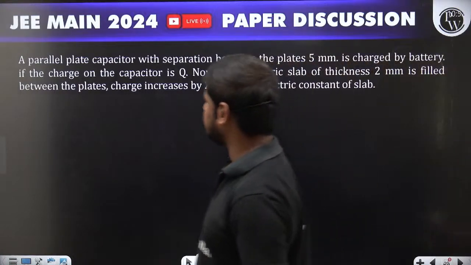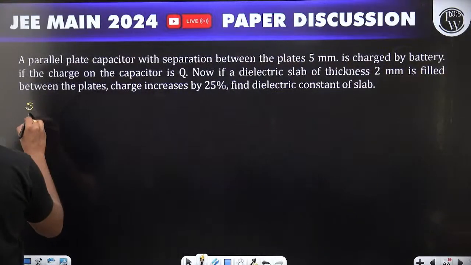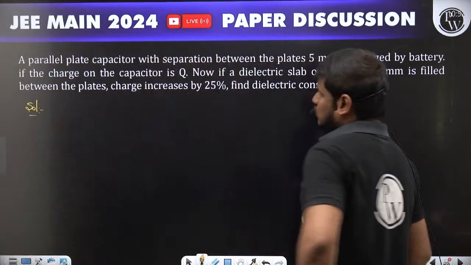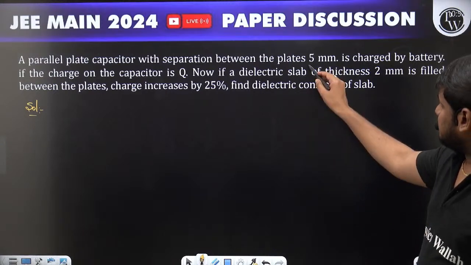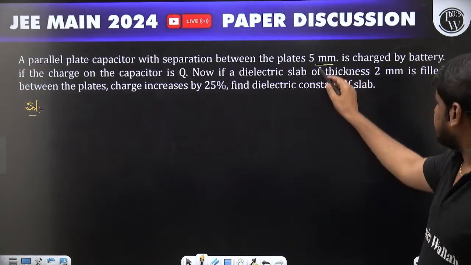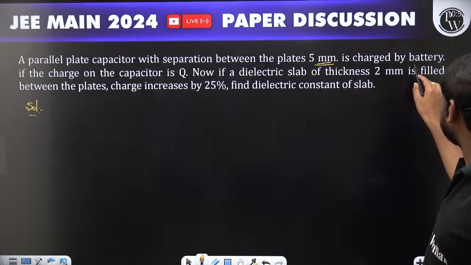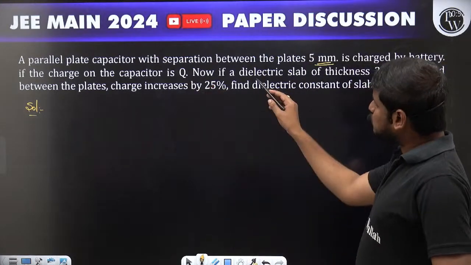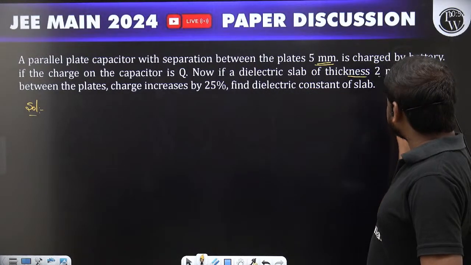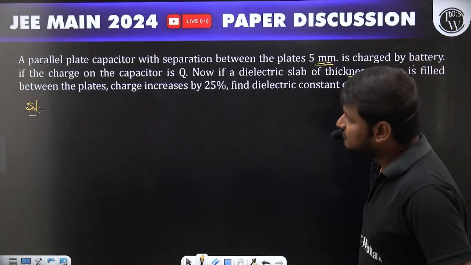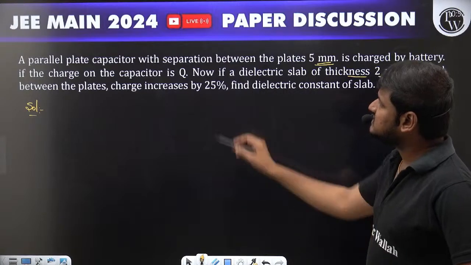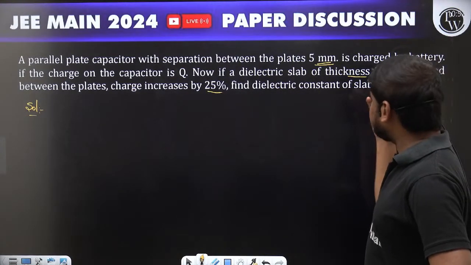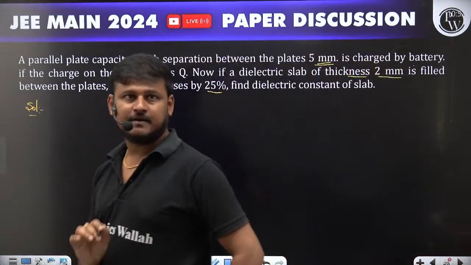So the next question. This question is from capacitors. A parallel plate capacitor, the separation between the plates is 5 mm, is charged by a battery. If the charge on the capacitor is Q, and now a dielectric slab of thickness 2 mm is filled between the plates, then the charge increases by 25%. So find the dielectric constant of the slab.